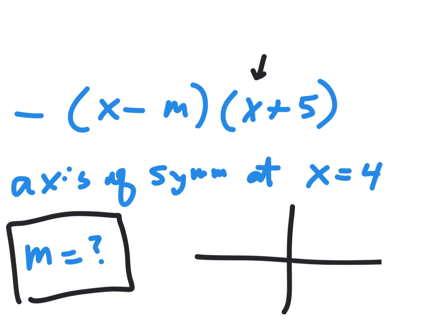And once you get that all set up, it'll become obvious what M has to be. Okay, so sketch this. Be quiet for a minute while you try to sketch. Remember, the dotted line is at 4. One of the roots is at -5.